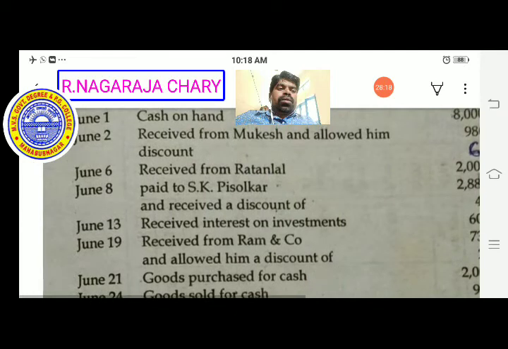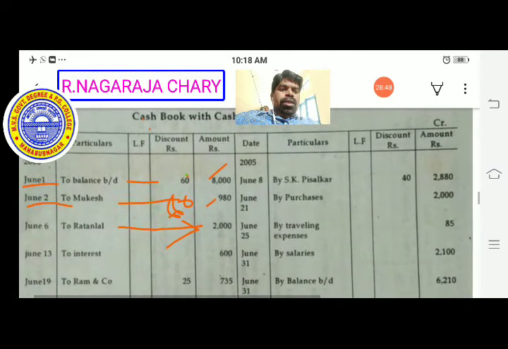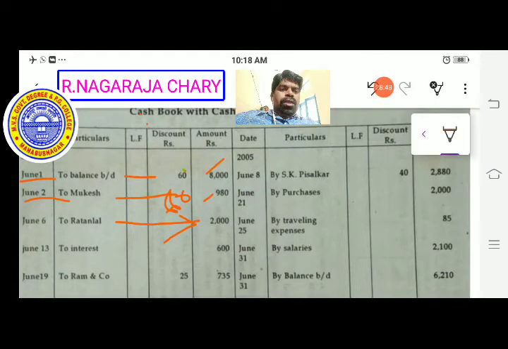Next, paid to SK Pisolkar. So, we are paying Pisolkar 2880 rupees and received a discount of 40 rupees. Yes, payment. So, that is why on the credit side you write the date, and you start with 'By SK Pisolkar', 40 rupees as discount and 2880 as the cash amount. This discount is received discount.